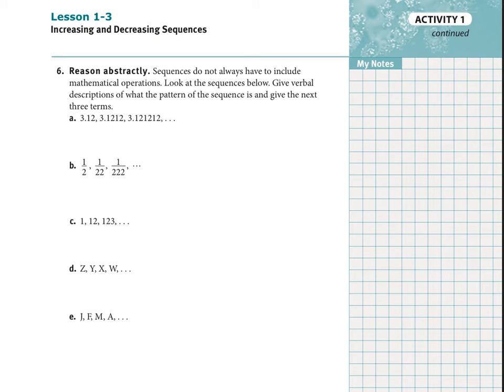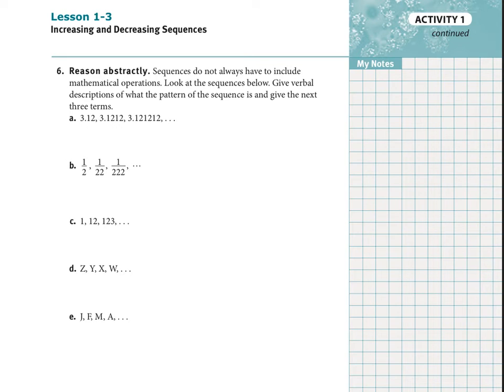All right, so moving along here. So number 6, let's take a look. We know that sequences do not always, or maybe we don't know, we're about to know, sequences do not always have to include mathematical operations. So if we look at these sequences below, let's give a verbal description. Let's see what's going on here and see if we can list the next couple terms.